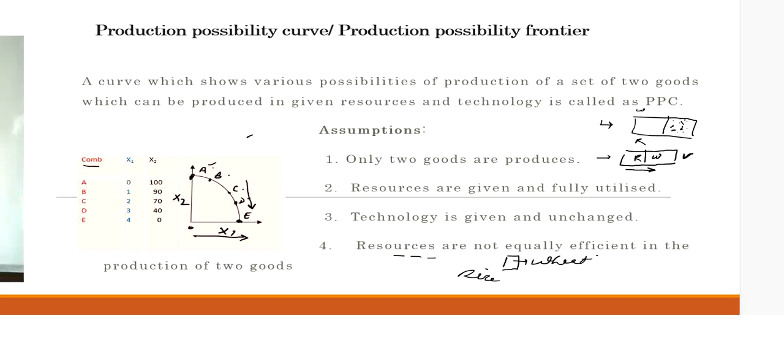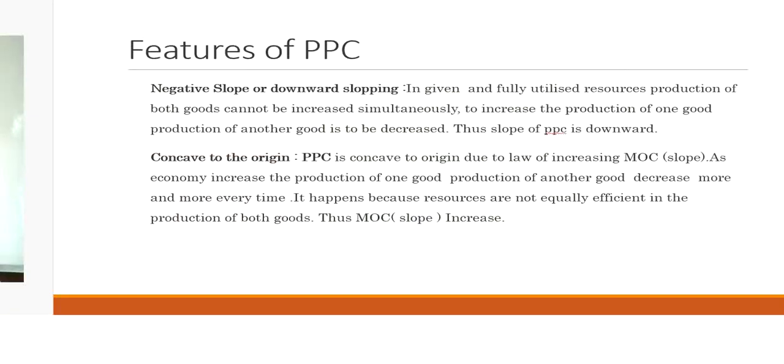Okay students, that is the definition of PPC. Now, what are the features? The first feature of PPC is negative slope, or downward sloping. It moves from left upward to the right downward, like that. The slope is negative.